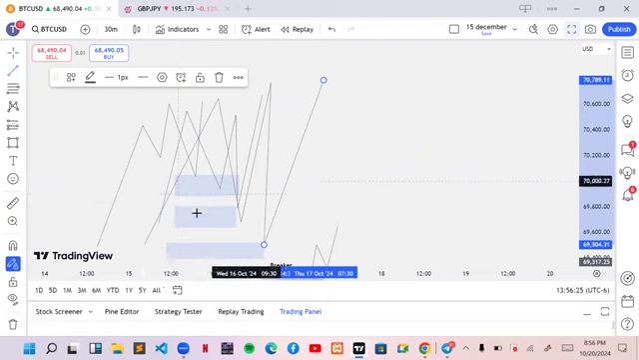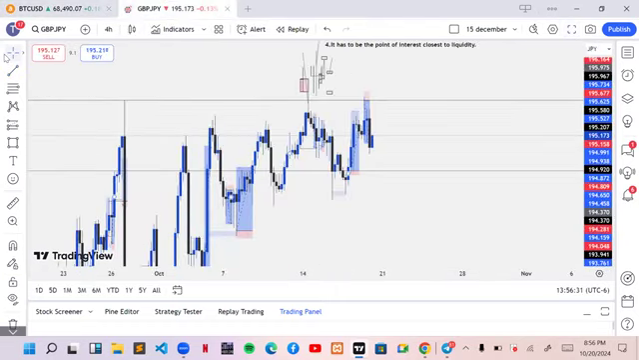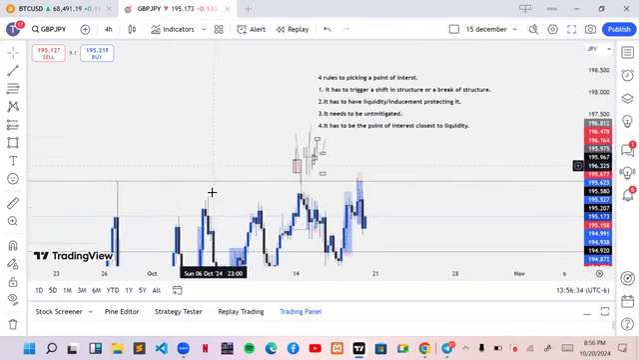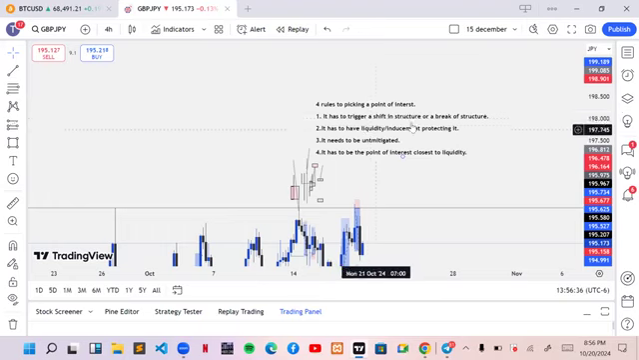This first one has been mitigated, pick the second one as your entry. The second one has been mitigated, you pick it. So just make sure that it obeys these four rules right here. These four rules: structure shift has to have liquidity, needs to be unmitigated, and has to be the point of interest closest to liquidity. Once you follow these four rules, it will tell you whether to pick your point of interest from a breaker block or whether to pick your point of interest from your other block. That's just it.